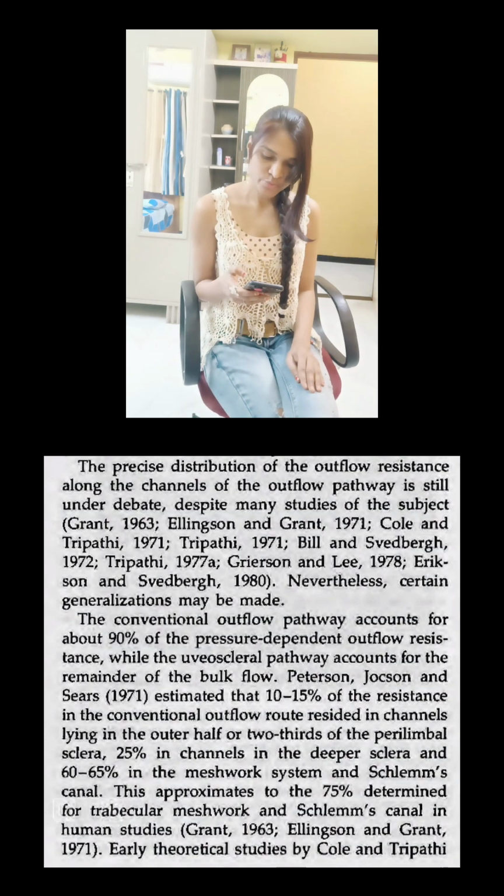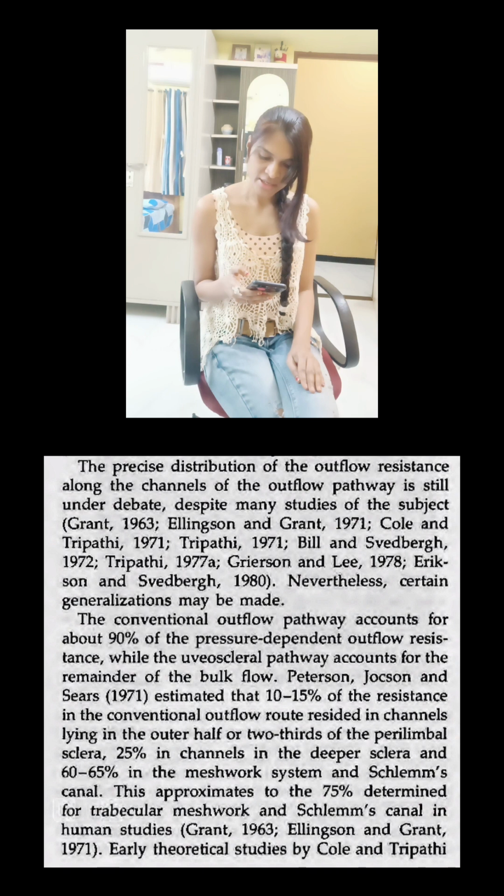The precise distribution of the outflow resistance along the channels of the outflow pathway is still under debate, despite many studies of the subject. Nevertheless, certain generalizations may be made. The conventional outflow pathway accounts for about 90% of the pressure-dependent outflow resistance, while the uveoscleral pathway accounts for the remainder of the bulk flow.